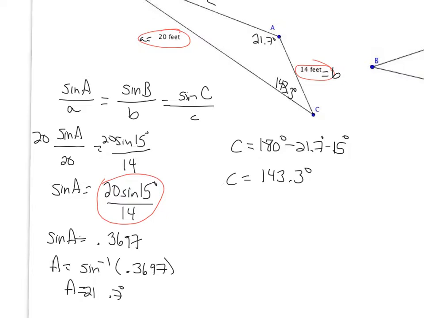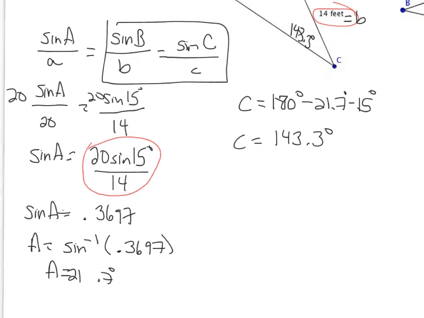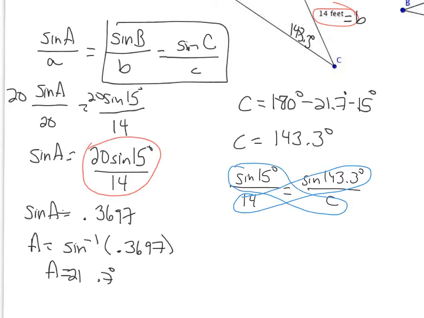Now I can find side C because I have angle C. I'll just take the same law of sines and plug in the B's and the C I know, and I'll be able to find side C. So again, sine B, B was 15. So sine of 15 over 14. I could use A too, it doesn't really matter. So sine 15 over 14 equals sine of angle C, which is 143.3 degrees, over side C, which I'd like to find. Now the easiest way, I think, is just to cross multiply these two. So I'll get C times the sine of 15 equals 14 times the sine of 143.3 degrees.